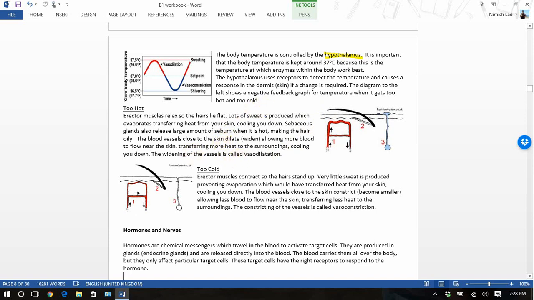So that's called vasodilation. If you're too cold, the erector muscles contract, so that stands the hair up. That means that air is trapped, acting as an insulator, keeping you warm. Hardly any sweat is produced, so there's not much evaporation taking place. The blood vessels close, they constrict. That allows less blood flow, so you won't lose as much heat.